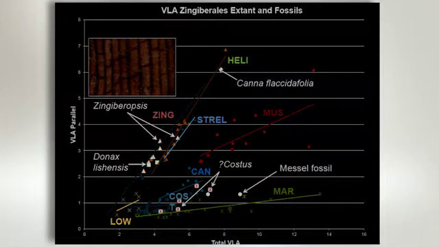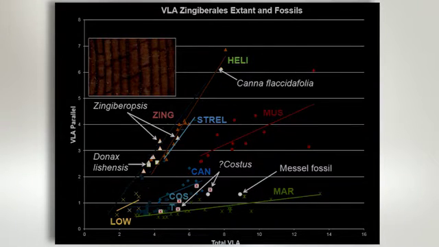So if we put in the fossils, then we have Zingiberopsis all falls where we think it should, but here's that Donax that's supposed to be a Marantaceae, so it's not. Here's the Costus falling within Costus. Here's that undescribed Messel fossil, so that looks like a Marantaceae. Here's where the Canna flaccidifolia falls. It's up with the Heliconiaceae and not at all with the Canaceae. So, like I was saying, I think this is a good way we can do a first pass at this.